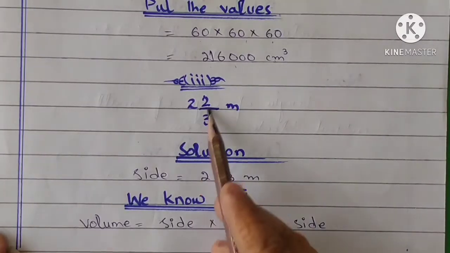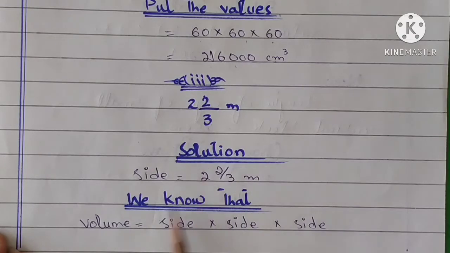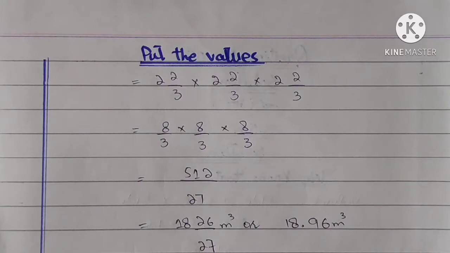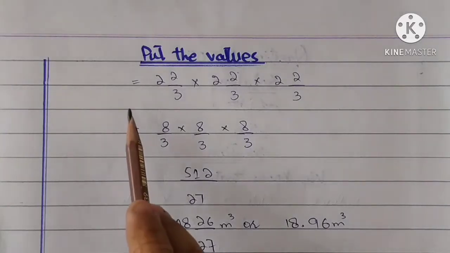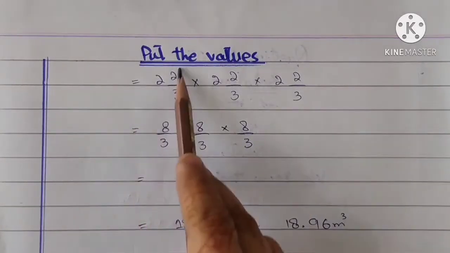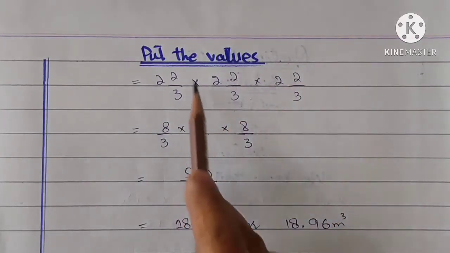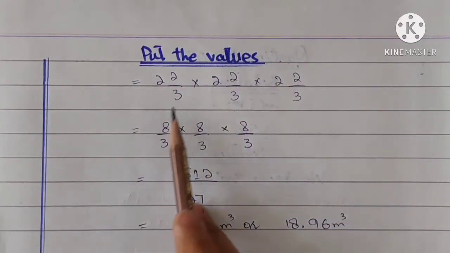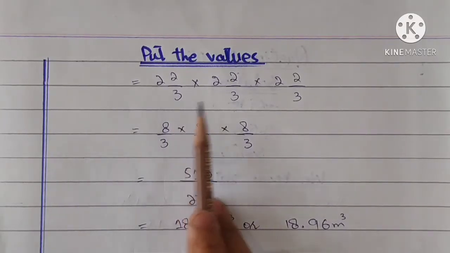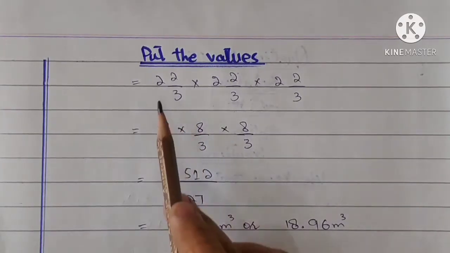Now the third part is 2/3. Dear students, we know that volume is equal to side multiplied by side multiplied by side. In these parts we will apply the same formula. So now we will put the value. After putting the value we will get 2/3 multiplied by 2/3 multiplied by 2/3. Now we will change the proper fraction into an improper fraction.